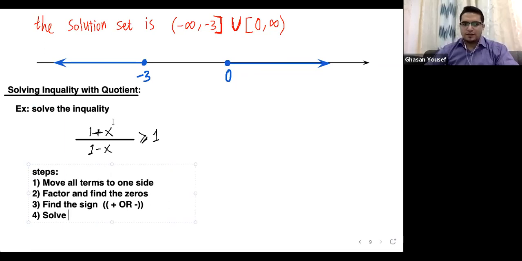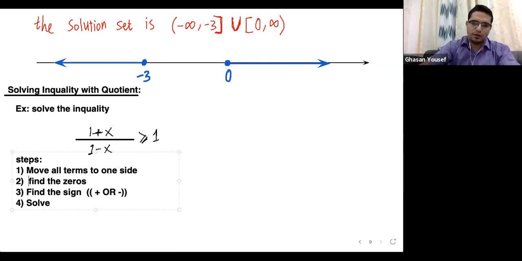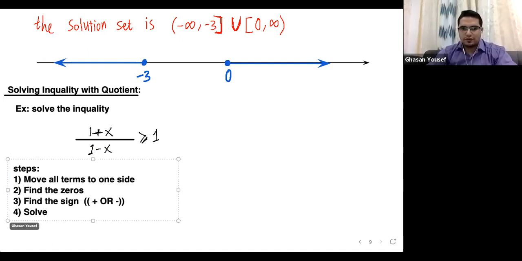First of all, we have to move all terms to one side. This is the first step. Second step, we have to find the zeros. We don't have to factor here. I will show you how we can find the zeros without factoring. Step number 3, we should find the sign. And step number 4, solving the inequality.